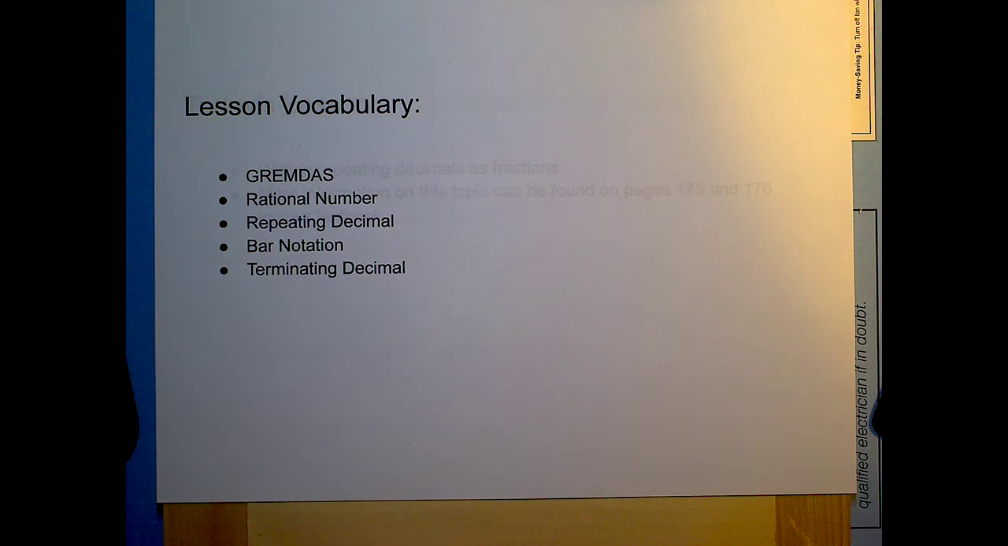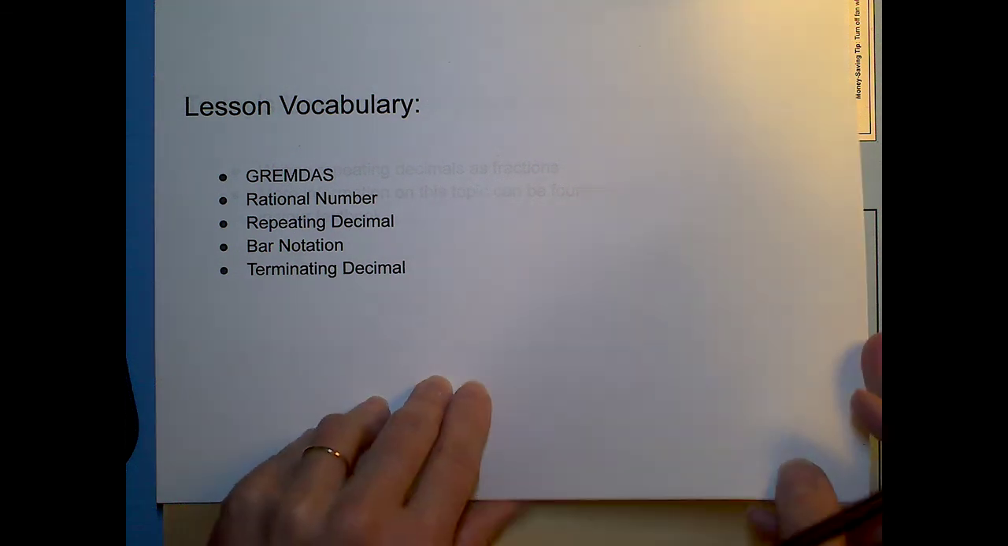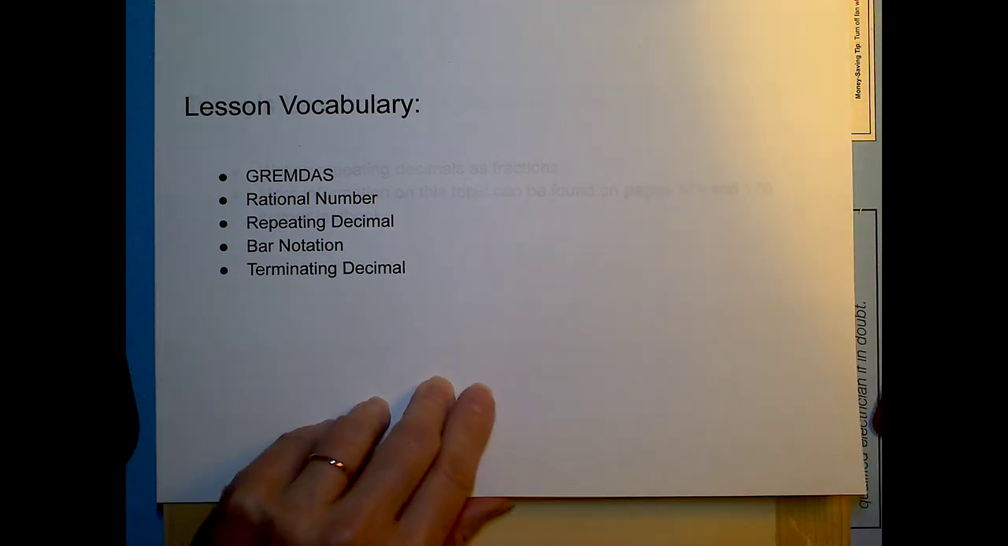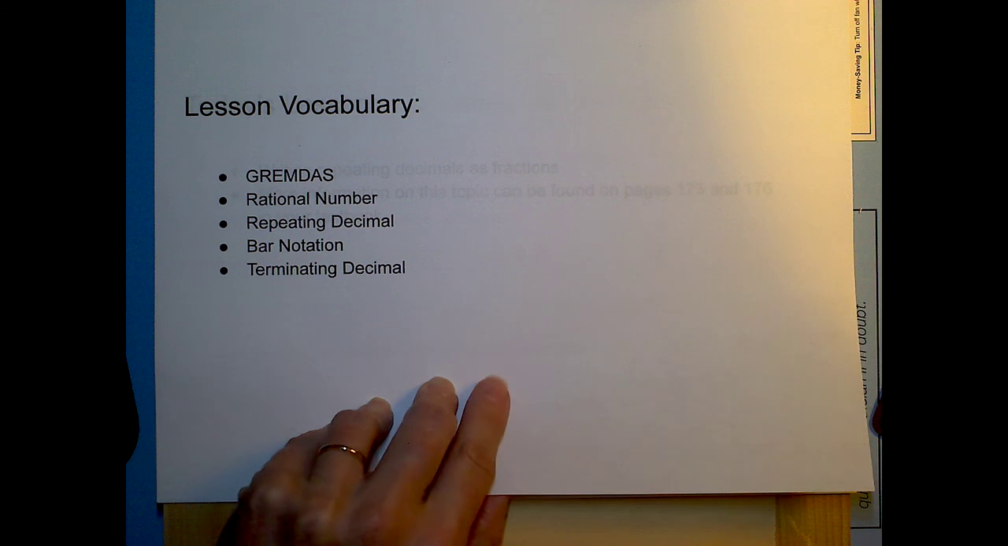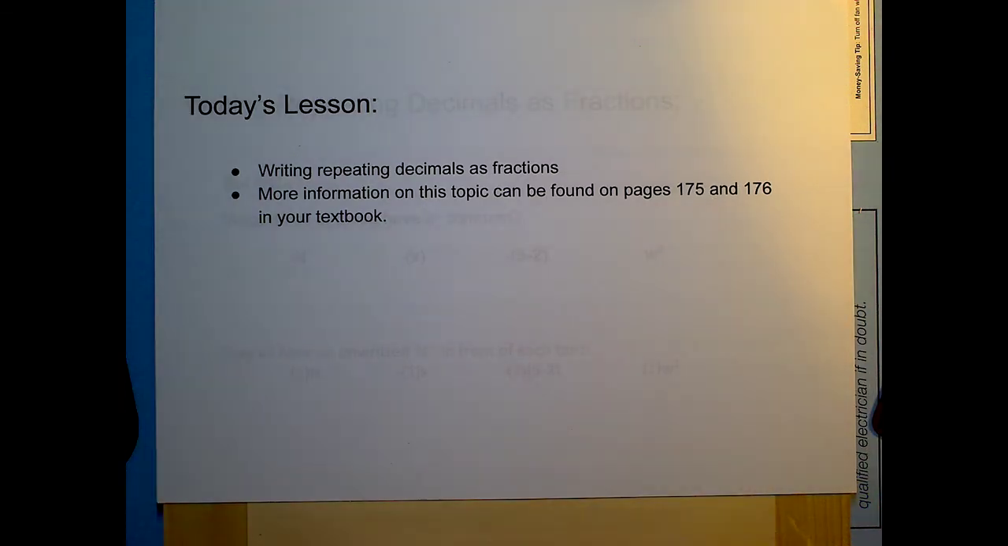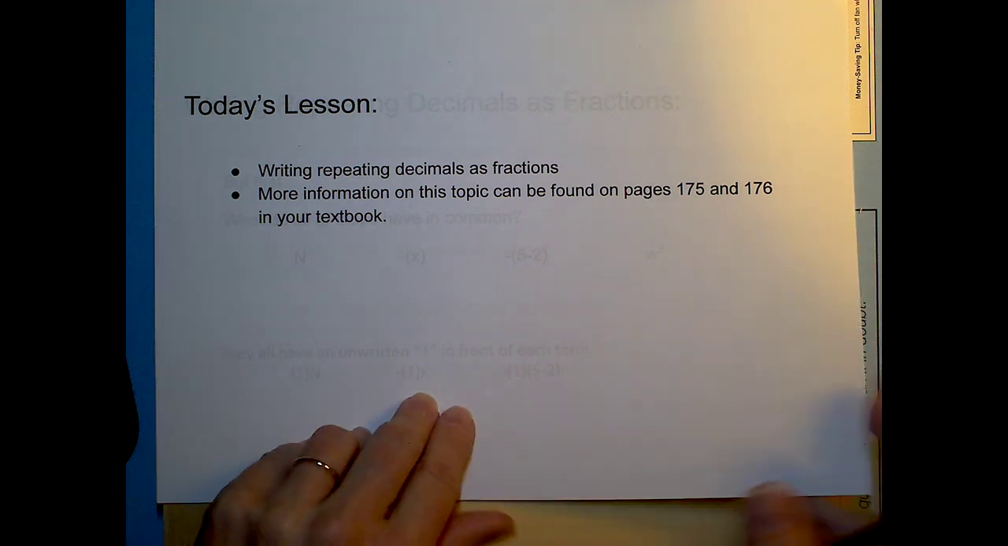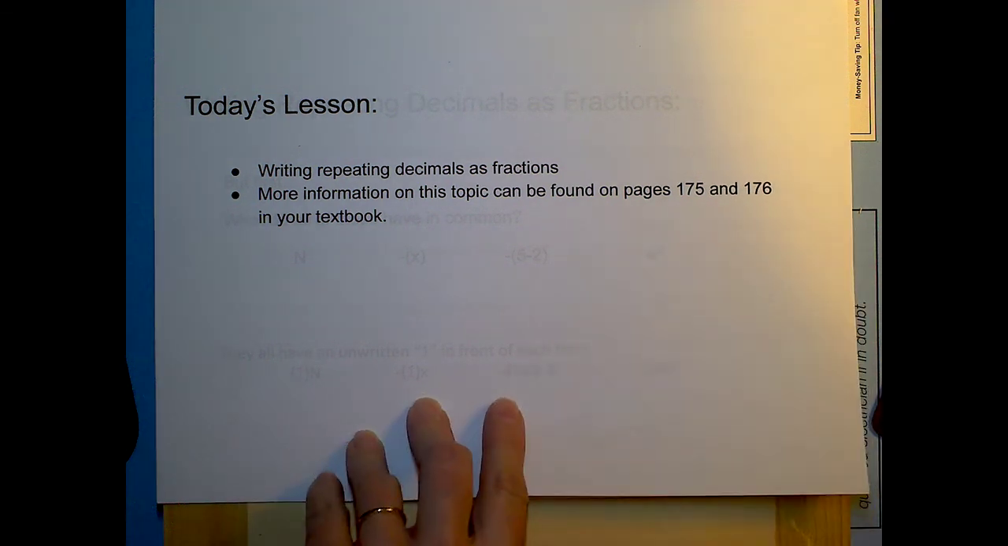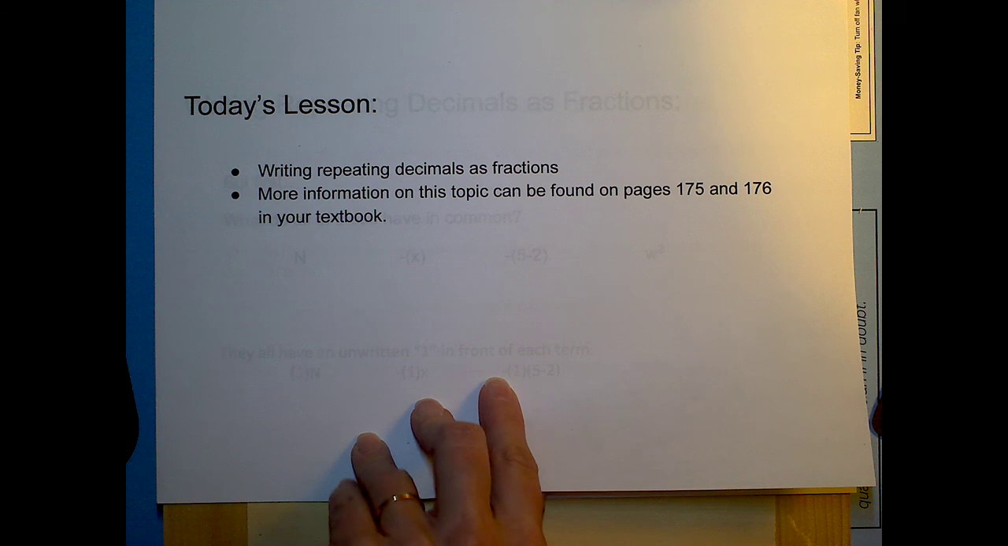Okay, just a review there of vocabulary. Again, like we said yesterday, if you are having trouble with any of these, please let me know. So today we're going to write repeating decimals as fractions. I've got a couple slides here to help you along, but we're going to also look at the information from your textbook. Pages 175 and 176 will also help guide us through this lesson.